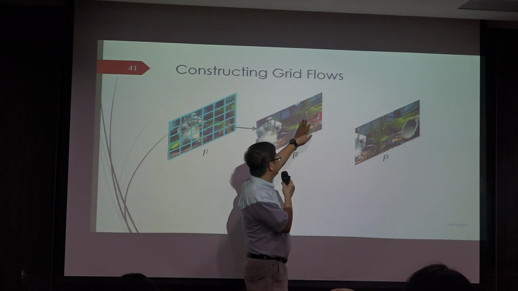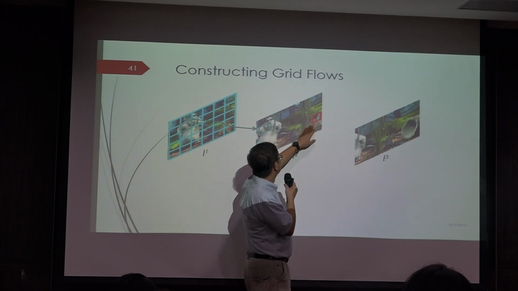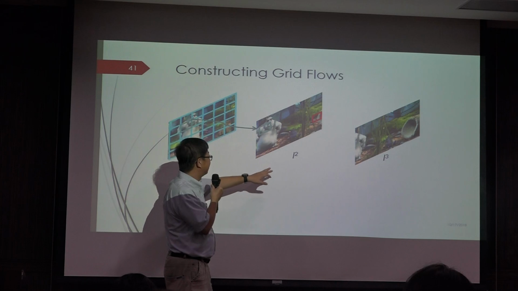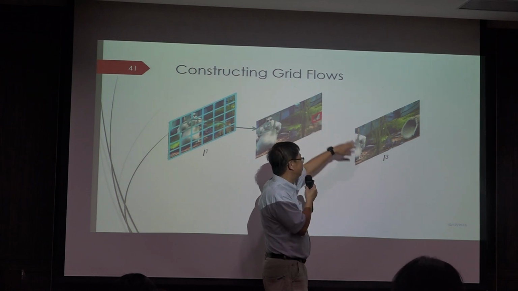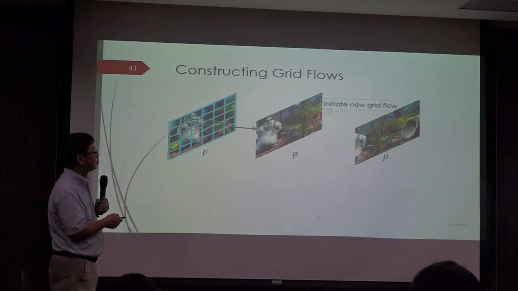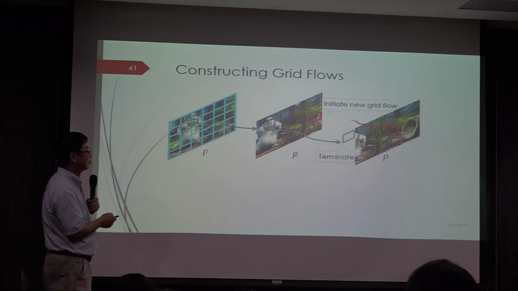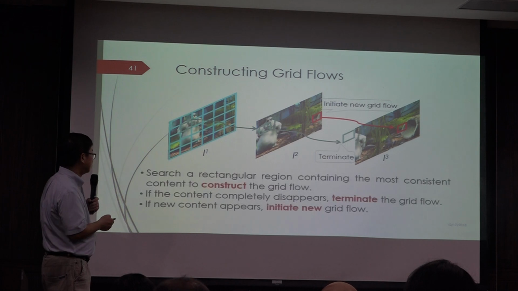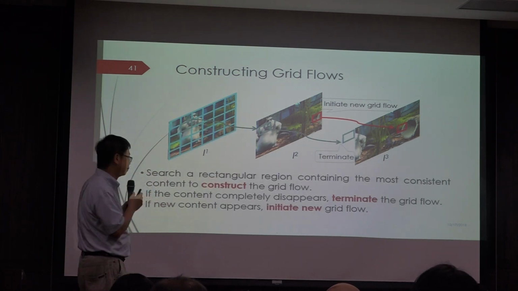Then for this one, there is a newly appeared region here. It did not appear in the previous frame, so we initiate a new grid flow here. Then we find its correspondence in the next frame. So we can construct various grid flows in the video shot.